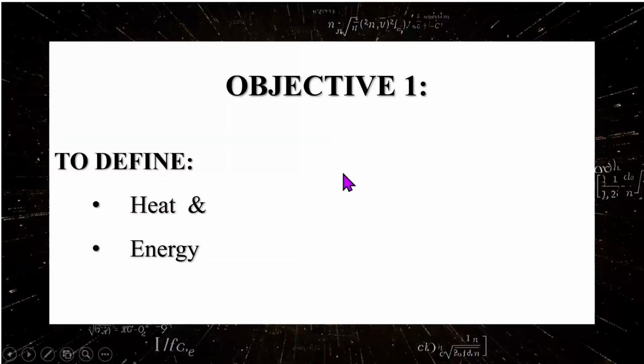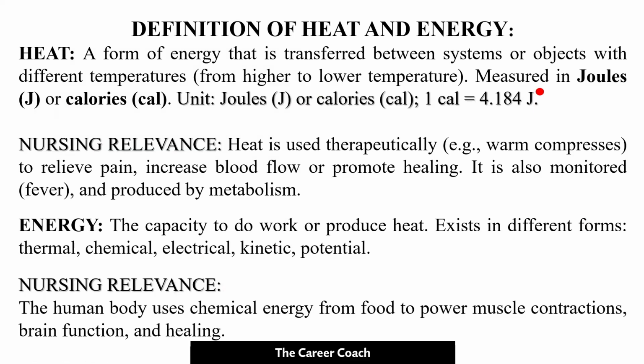We'll start with objective 1. Objective 1 says to define heat and energy. Definition of heat and energy. What is heat? Heat is a form of energy that is transferred between systems or objects with different temperatures, from higher to lower temperature. It is measured in joules. Joules is indicated by capital J, or calories, CAL. The unit is joules or calories.